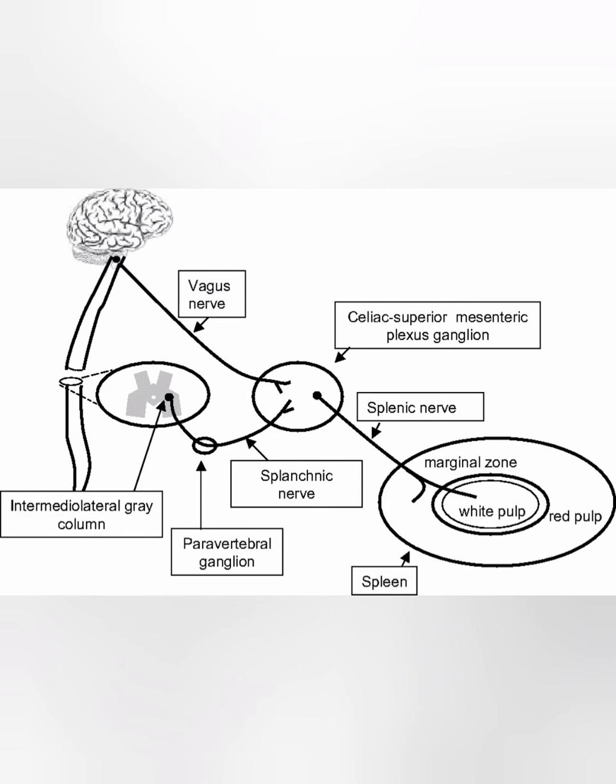Now, if we talk about the nerve supply of the spleen, the spleen has both sympathetic and parasympathetic nerve supply. Sympathetic is via the celiac plexus, while the parasympathetic is by the vagus nerve. So this was all about the spleen.